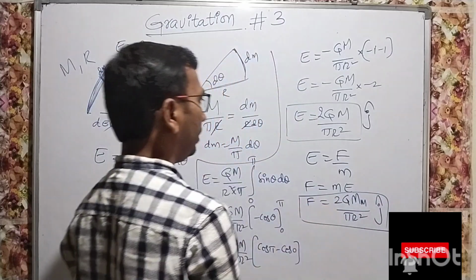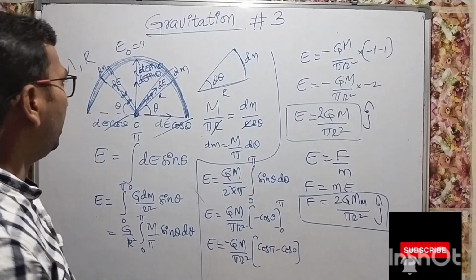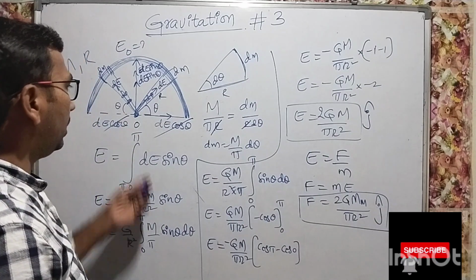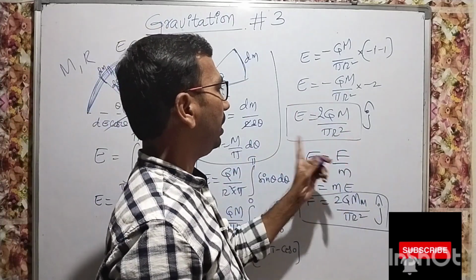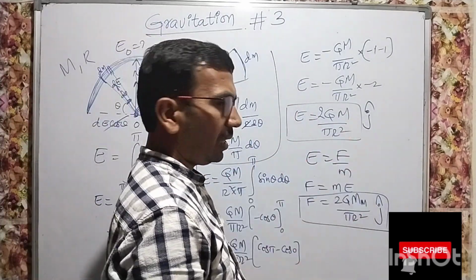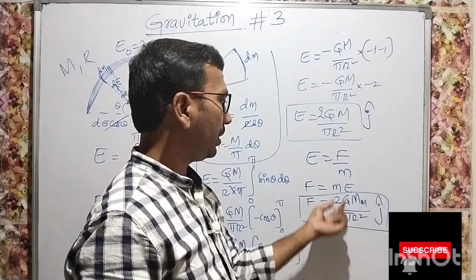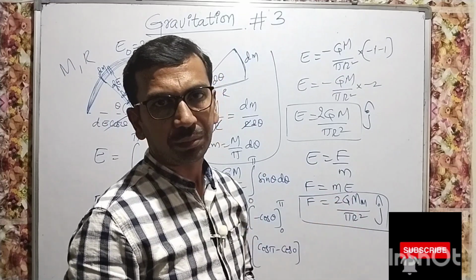So this is the gravitational force, and this is the gravitational field of a semicircular ring of mass m and radius r. You can find the gravitational field at center O: E is equal to 2GM by pi r square along the j cap. And the force is equal to 2GMm by pi r square into j cap.